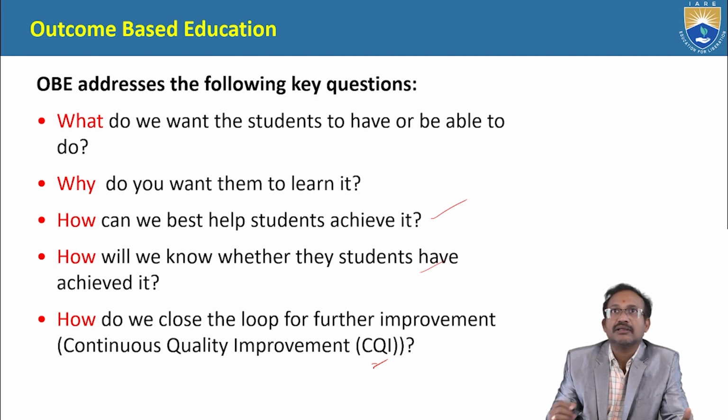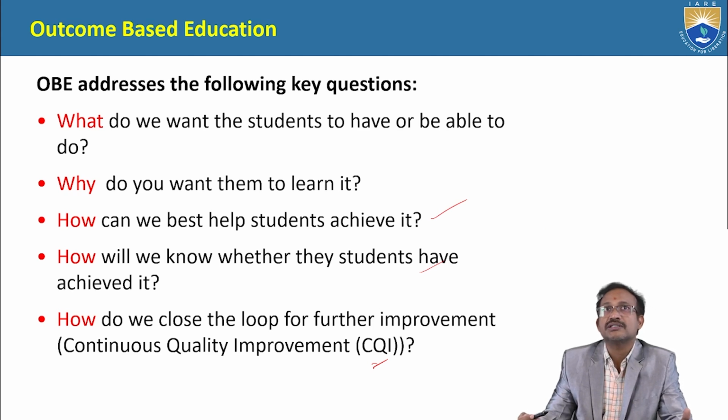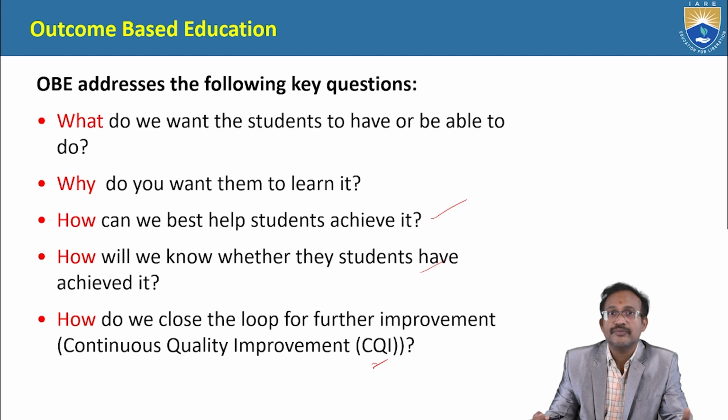Here, learning is an important element rather than teaching. Outcome based education (OBE) addresses the following questions: what, why, how. How do we learn? What do we learn? How will they learn? How do we close the loop for further improvement? All these questions must be addressed in order to attain or achieve the learning outcomes, rather than teaching.